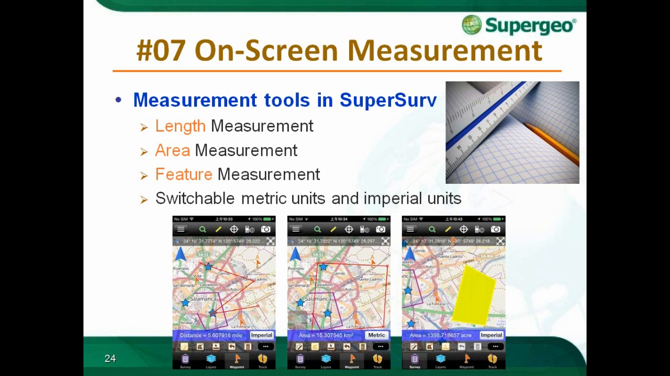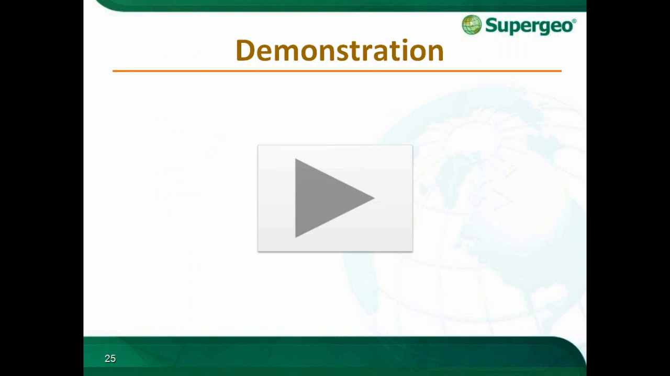Just like the quick data survey out on the field, maybe you want to measure the length or the area, or to measure some specific feature, like the area of a specific feature. You can also do a very quick setting, and it's very easy to use the measurement tool on the screen. You can simply tap on the screen to do all the measurement. And also the metric unit and the imperial unit will be switchable with this tool.